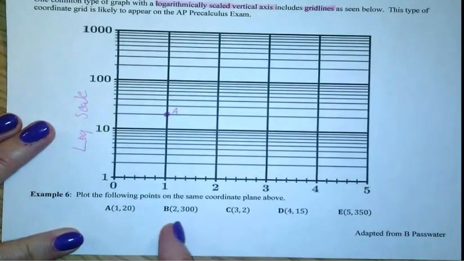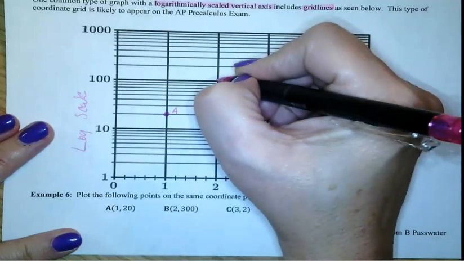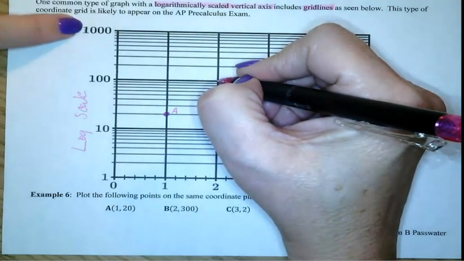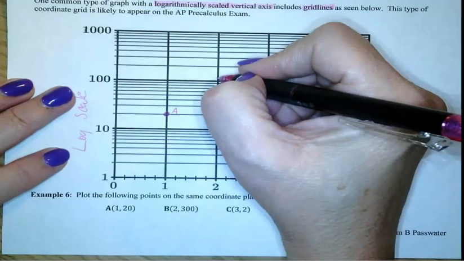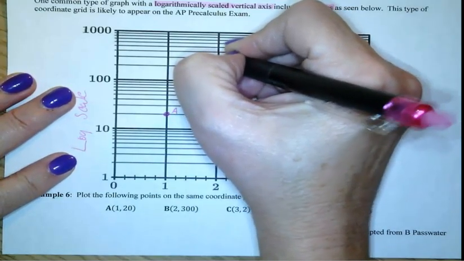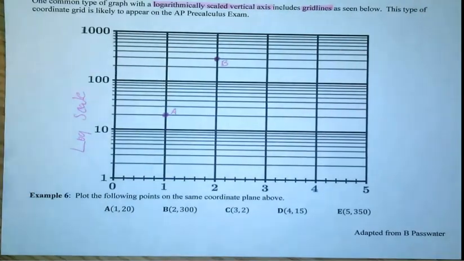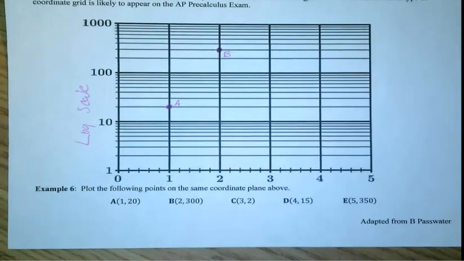Okay, so now we're going to graph point B. So then we're going to go to 2. And then when we get up here to 100, remember now we're going from 100 to 1,000. So that's 200, 300, which is going to be right here. And that's going to be my point B. All right, so go ahead and pause your video one last time and plot points C, D, and E, and then we'll come back and compare.